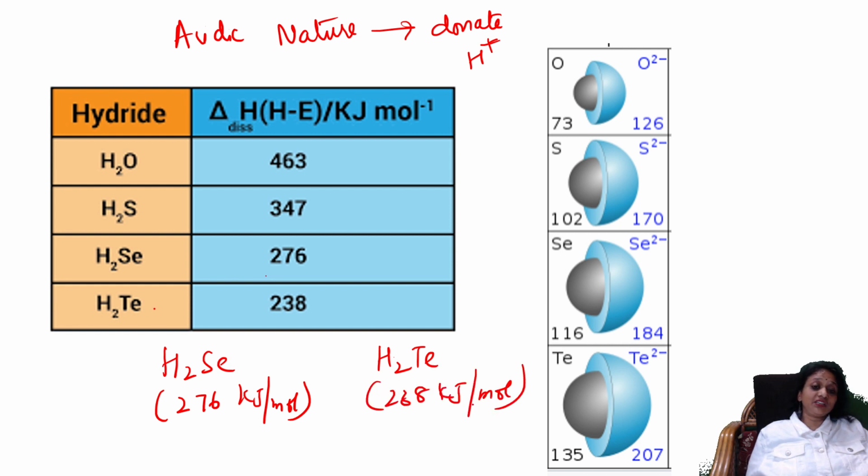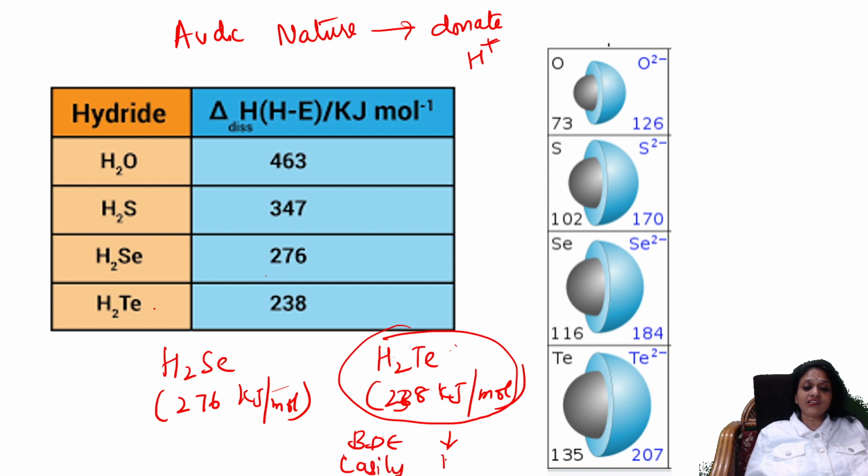In the case of H2Te, the bond dissociation energy is 238 kilojoules per mole. Now you tell me which can release the proton easily. H2Se or H2Te, whose energy is less? This one. Correct? This energy is less. Less BDE means I can easily release the proton, easily release H plus ions. So according to this, H2Te is more acidic.